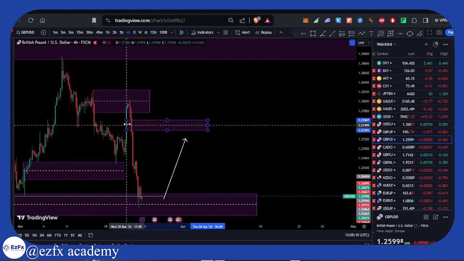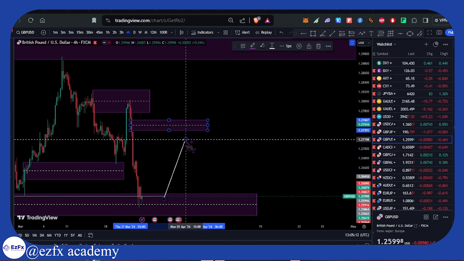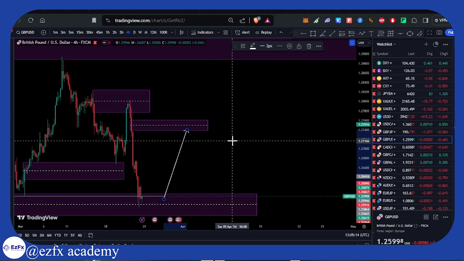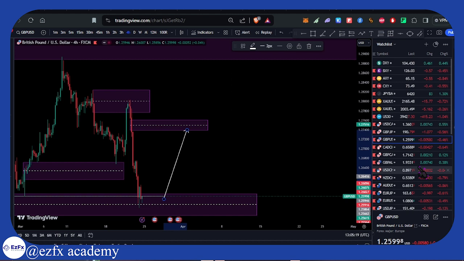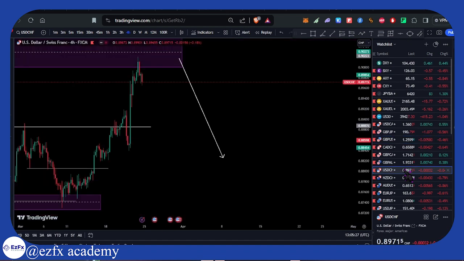Somewhere along here looks like the most befitting point to watch out for as for sell rejections. All right, so that is clear for GBP USD also. Next up, let's look at USD CHF.